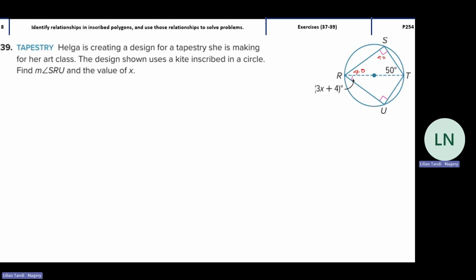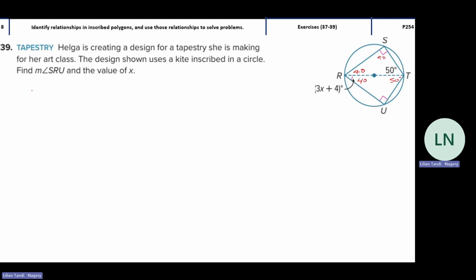So these two must be congruent because this is a bisector. This diameter here is bisecting this angle. So if this is 40, this should also be 40. See, this is 90, this is 90. So this should be 50 here.